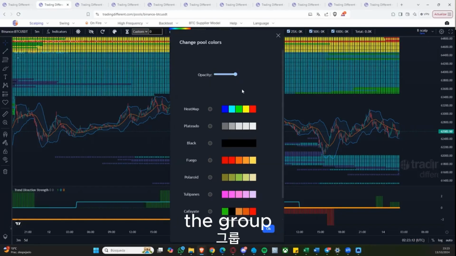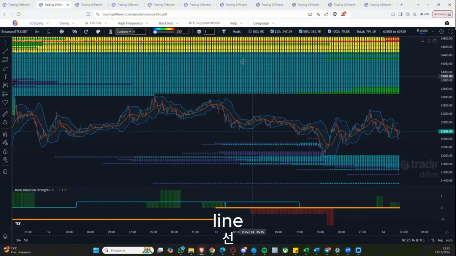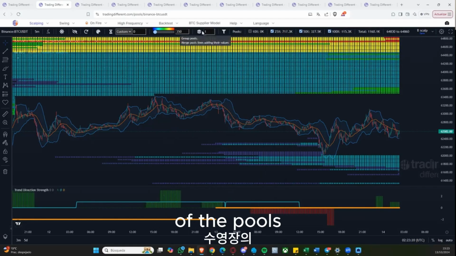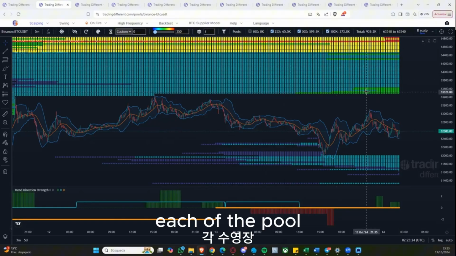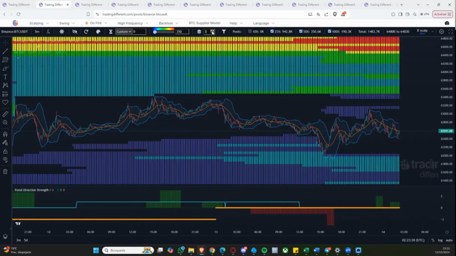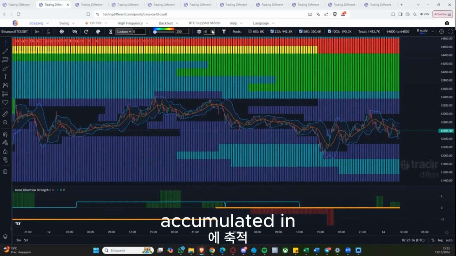We also have the Group of Pools option, which simply adjusts the thickness of each pool line. If you notice, when you change the thickness, the display of the pools on the graph is adjusted. As the thickness increases, each of the pool lines also becomes larger. This is useful to see how much liquidity there is accumulated in thousands of dollars in a specific area.